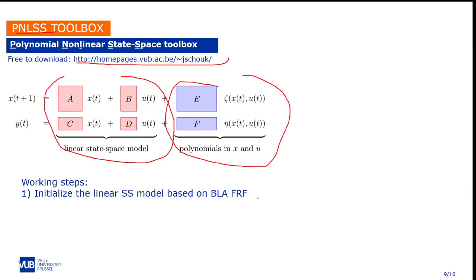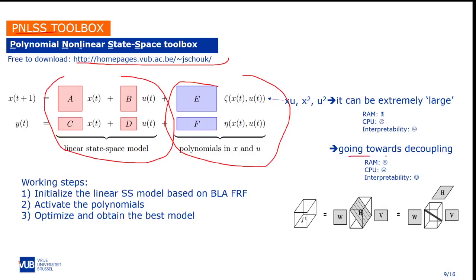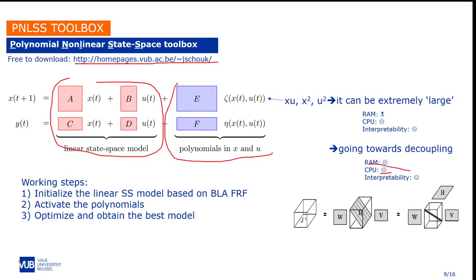The first step is that we have to initialize the ABCD matrices based on the previous best linear approximation FRFs. Then we activate these polynomials, for instance, x times u, x squared, u squared, and so forth. And we do an optimization process in order to obtain the best results. Here the problem is that the number of terms can be extremely high. This means that we have to use a lot of memory, we need a lot of time, and it's difficult to understand thousands of parameters. And the idea is that we will use decoupling based on this very complex model in order to reduce the necessary complexity and to understand the model better.